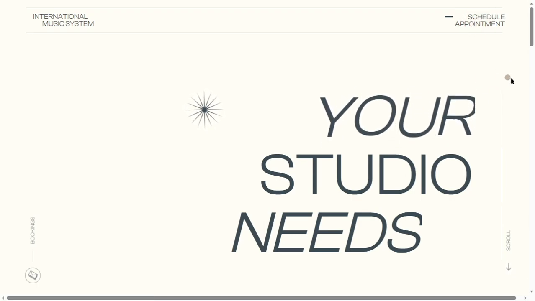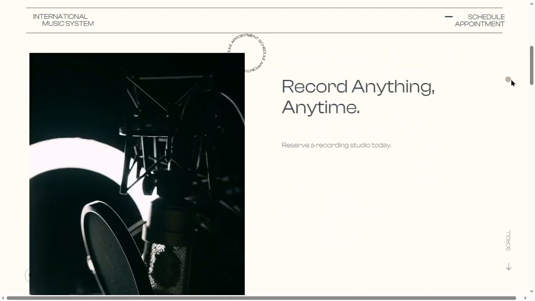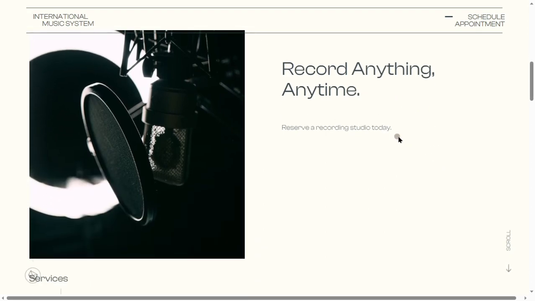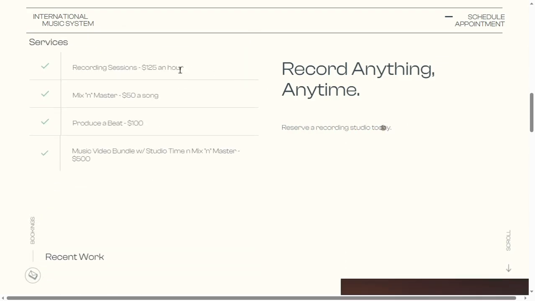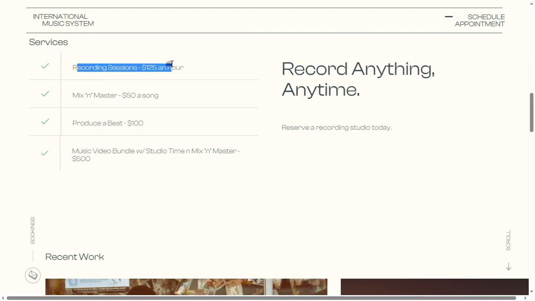So if you keep scrolling, you can see we have a few animations just to make it look modern, but still classy, not too flashy, to keep the focus on the text and the essence of the website. We just use some stock images from Pexels, and you can see "reserve a recording studio session today," right? So you can see the services, these are the prices, the mix and master, $50 a song, whatever.